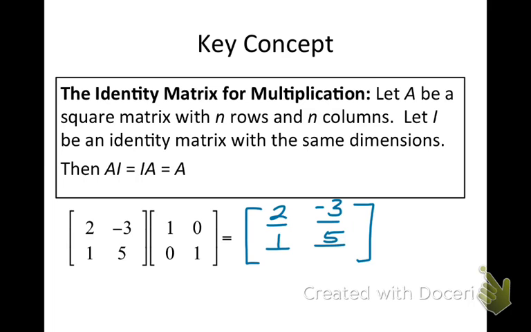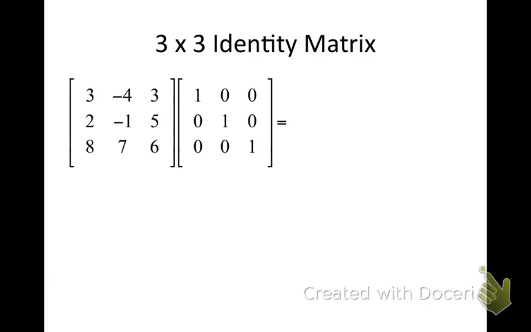So if I put this first, that second, it would stay the same, right? Okay, so the identity matrix is kind of similar to what the identity properties of addition and multiplication are. It's not going to change the matrix when you do that multiplication. So, what do you think this one would turn into? 3, negative 4, 3, 2, 1, 5, 8, 7.